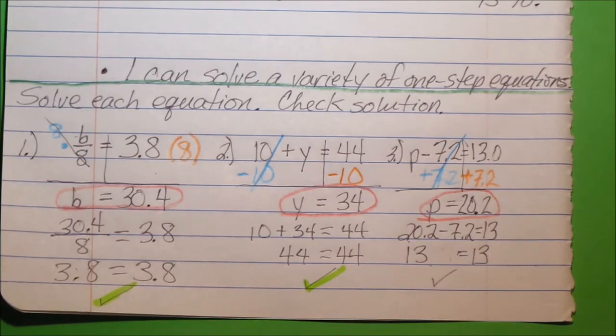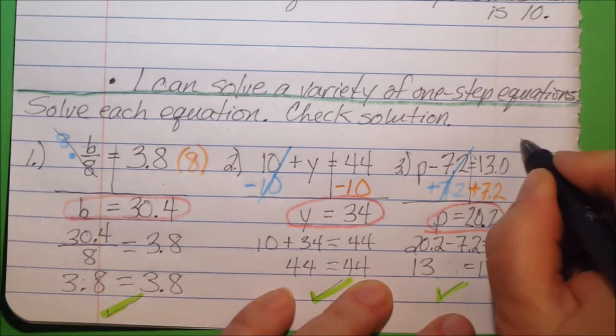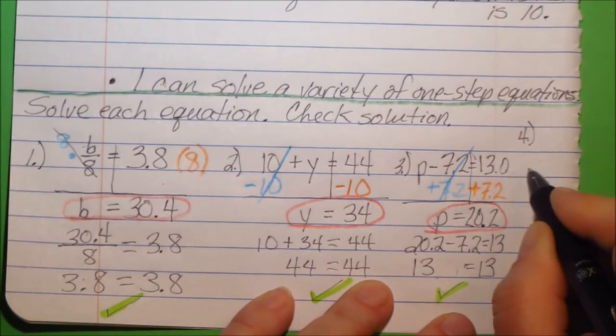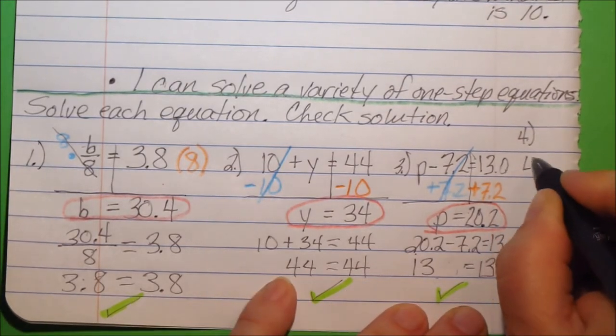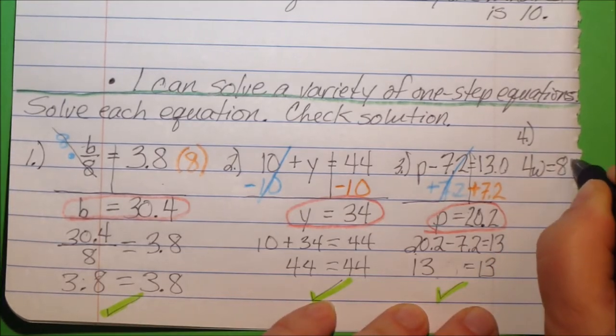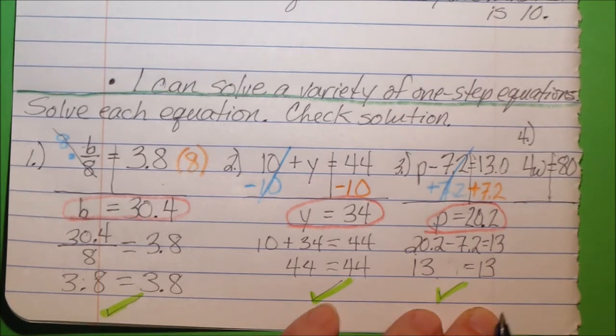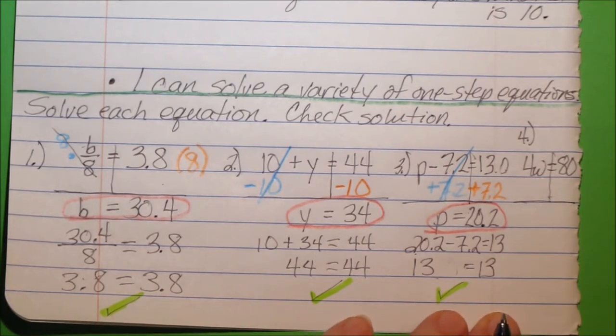Okay, check. Now we're going to have to squeeze in our 4th and final example really tight over here. See how we can do that. All right, I'll number it up here. Number 4 is 4W equals 80. All right, build my fence. I know that 4W means 4 times W.